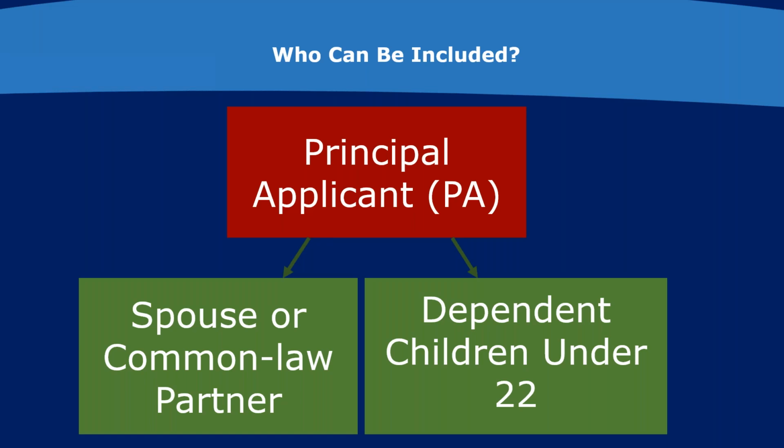So say, for example, the principal applicant's spouse or common law partner has a child from a previous marriage or a previous relationship, and that child is under the age of 22, that child can also be included as a dependent of the principal applicant. But anybody outside of that, excluding those two exceptions, has to have a separate application package.